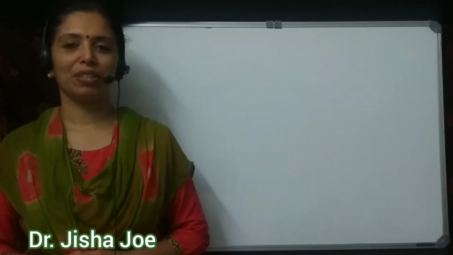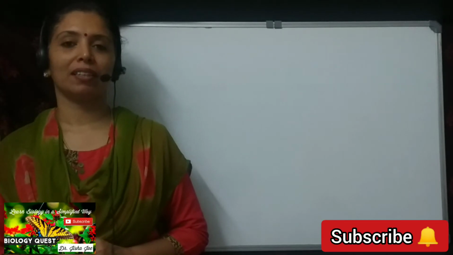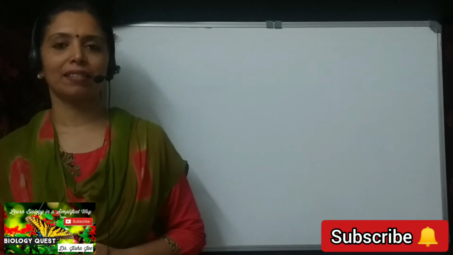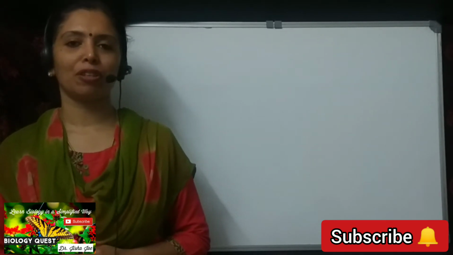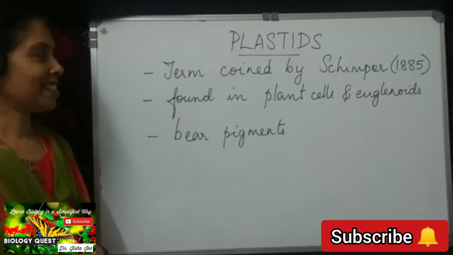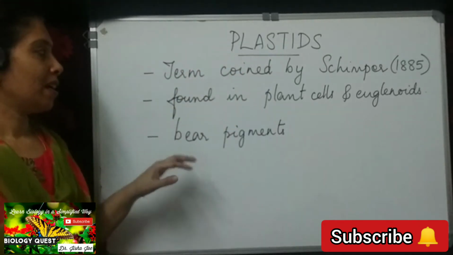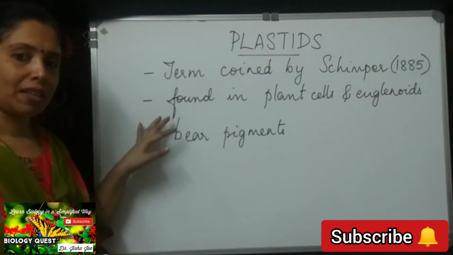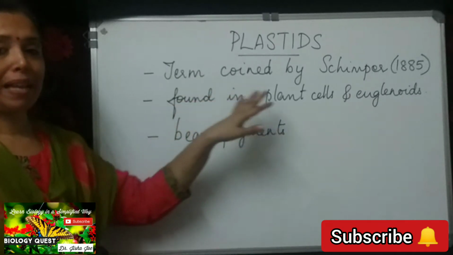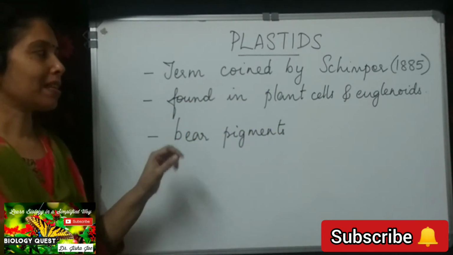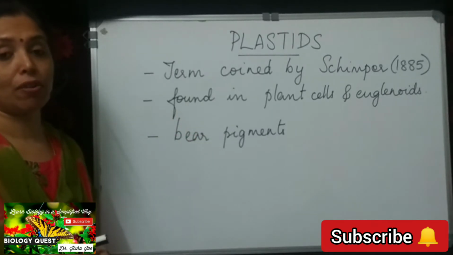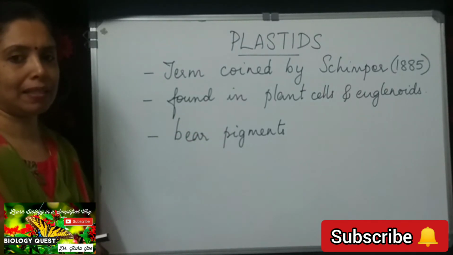In this video, we shall study the different types of plastids with special reference to the structure and function of the chloroplast. First, let us see what plastids are. Plastids are cell organelles found only in plant cells and euglenoids. They are exclusively present in plant cells and euglenoids. They are absent in animal cells.